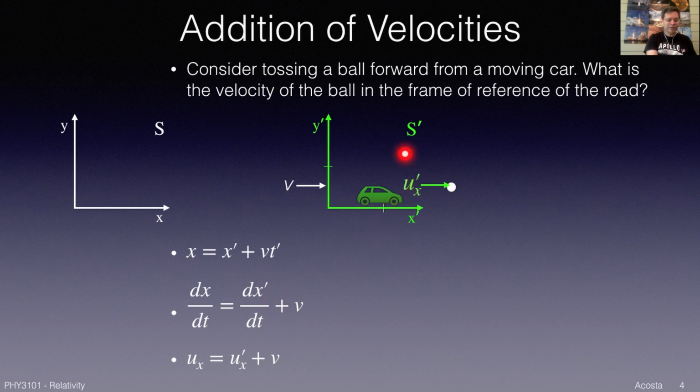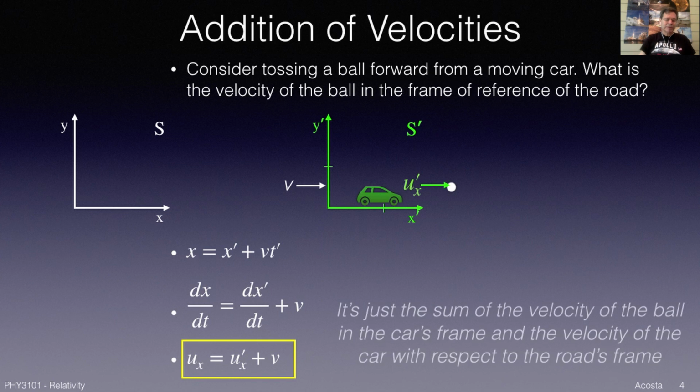That's the velocity in frame S prime, so I'll call that ux prime. That's the label I attached there to the car. And then I have plus v, the speed of the frame relative to the other frame S. And so that's our formula.